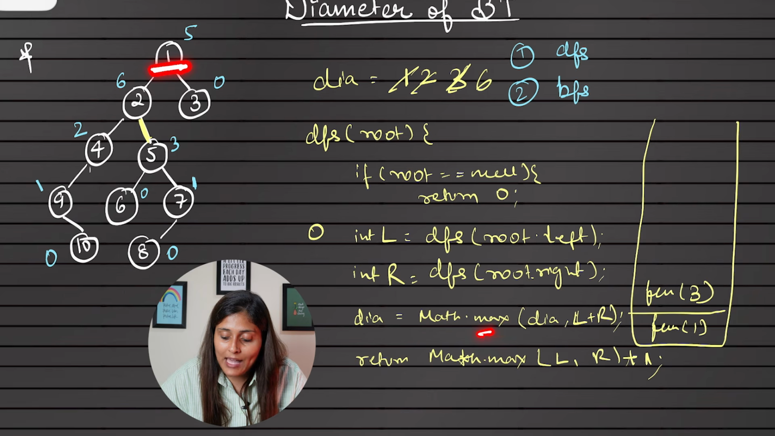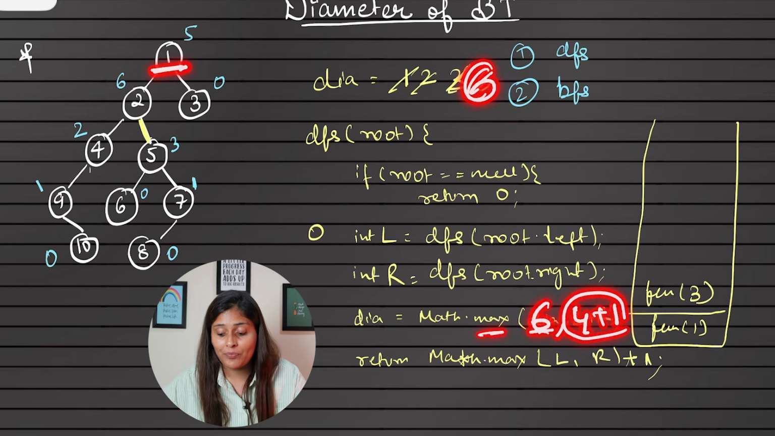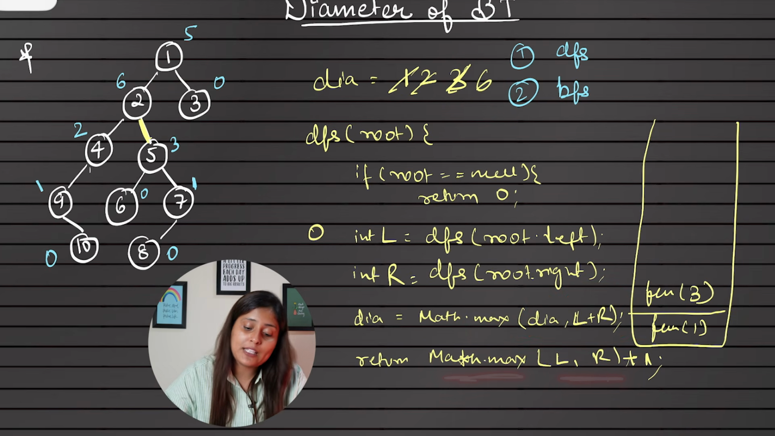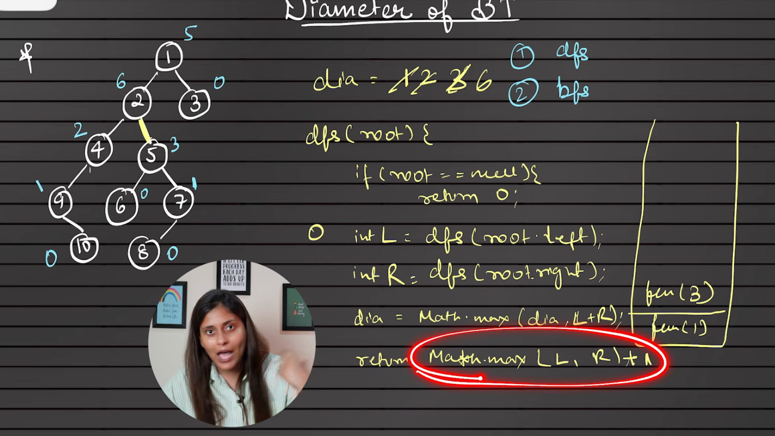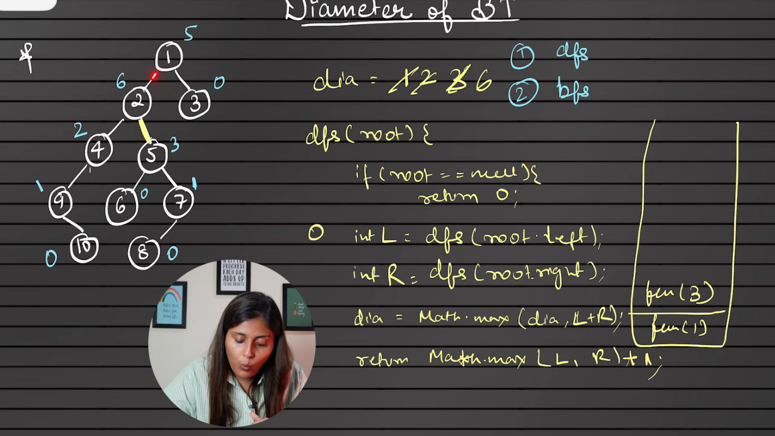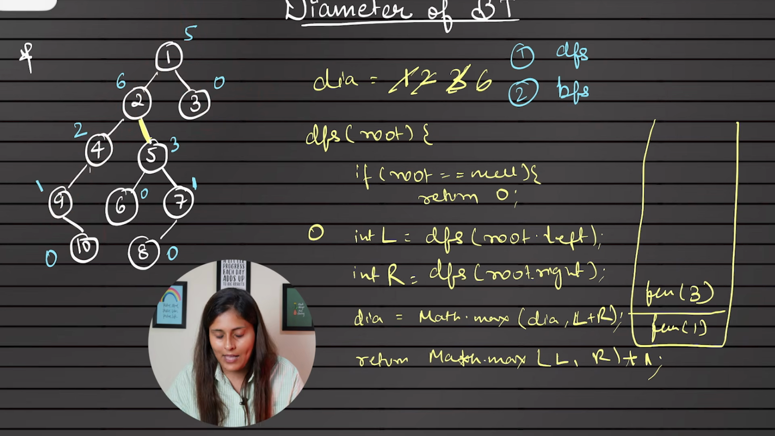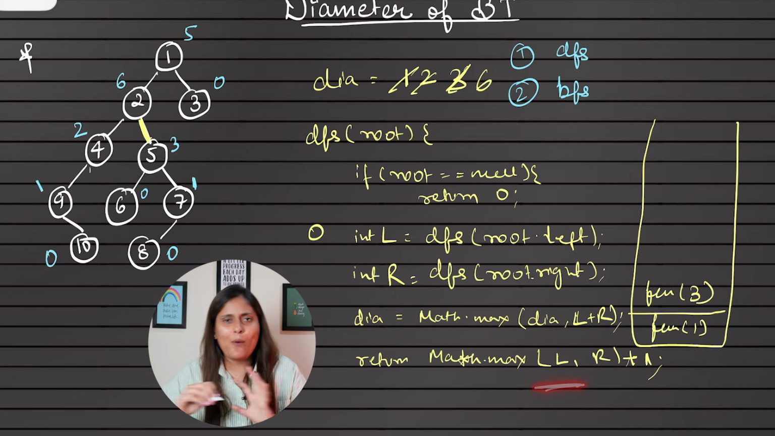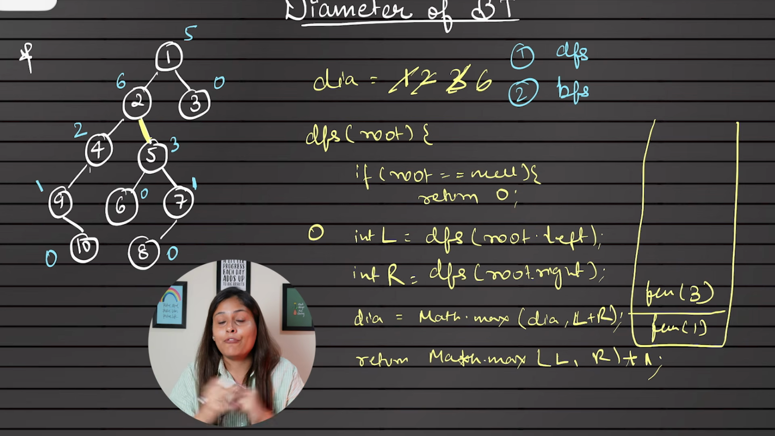So for 1, diameter is previous diameter 6, comma, left 4 plus right 1, 5. But it will not get updated because 6 is still the maximum. Now what will get returned to its parent? Not necessary, but as it is the general return statement, we have to return. So what will get returned? Maximum of this or this, which is 4, plus 1, which does not exist actually, but still we will return 5. Anyhow, it was not required. This was required, which we were updating in our variable.